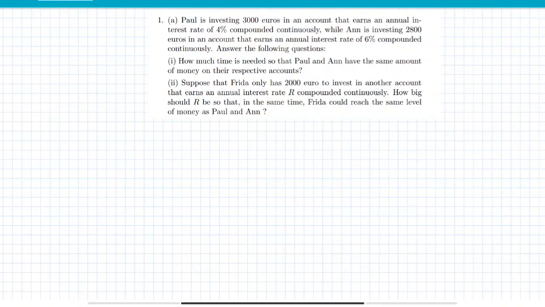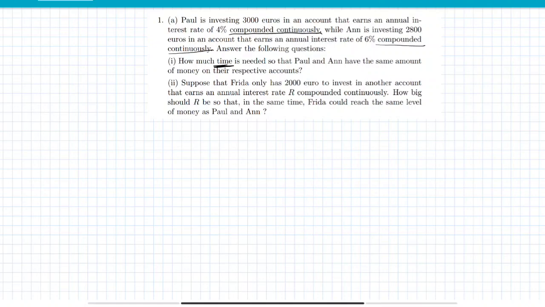I'm not going to read the whole task because you can pause the video and read it yourself to understand what you need to find. The only thing I have to mention is that here there is not just one person with one formula, but two people, and we have to find something in common. In the first task, they ask for the time we have to find, and the other important thing is that the interest is compounding continuously in both cases.